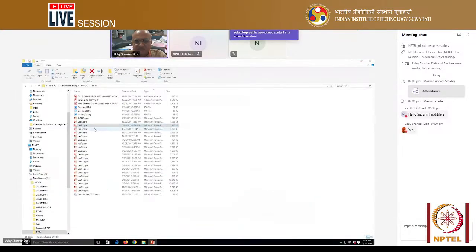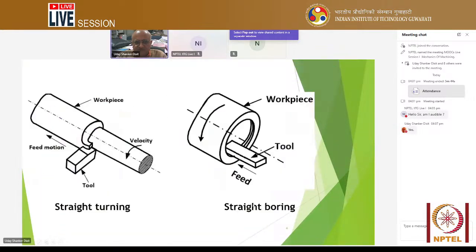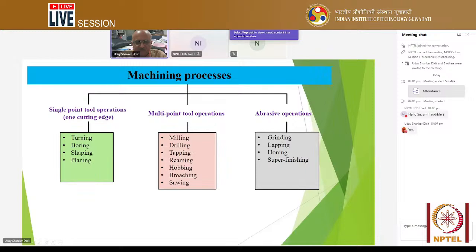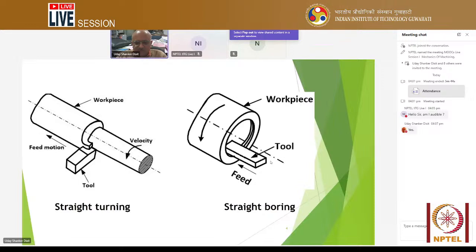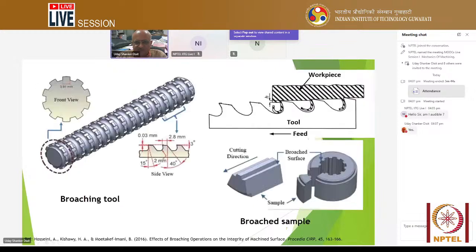But then coming to lecture 3, we come to the machining process. So there are different types of processes: single point tool operations like turning, boring, shaping, planing. Multiple point operations means milling, drilling, tapping, reaming. Abrasive operations, that means grinding, lapping, honing, and superfinishing. Then we have straight turning, shaping, planing, plain milling, drilling. We told about the broaching process also, where the tool is just moving and its depth of cut is increasing.